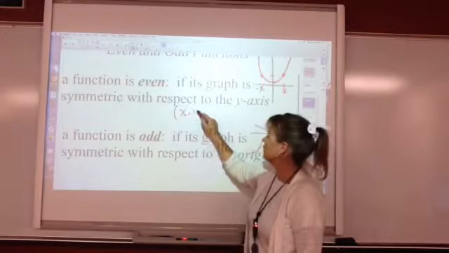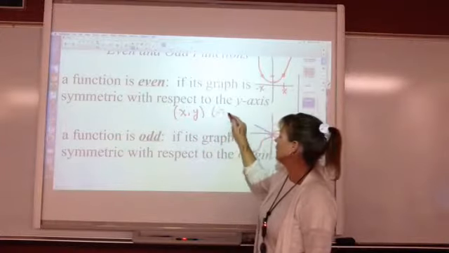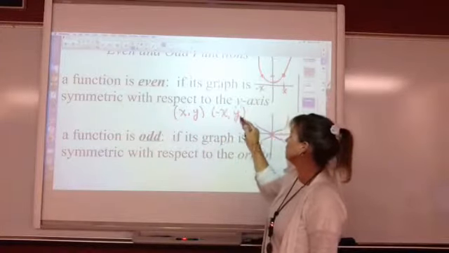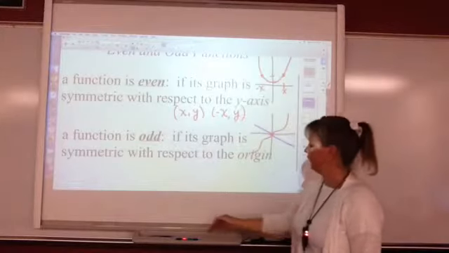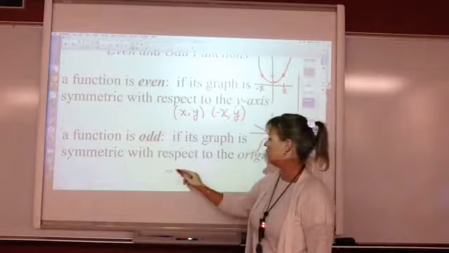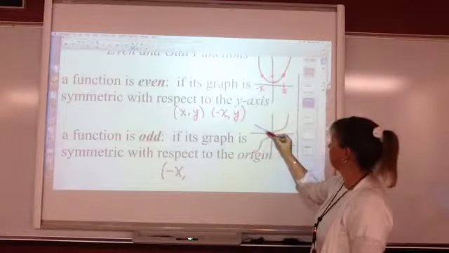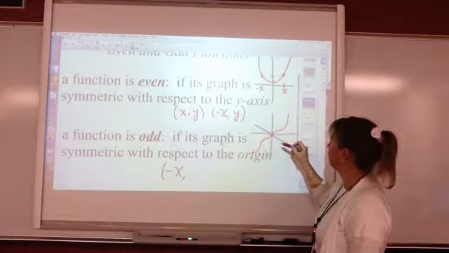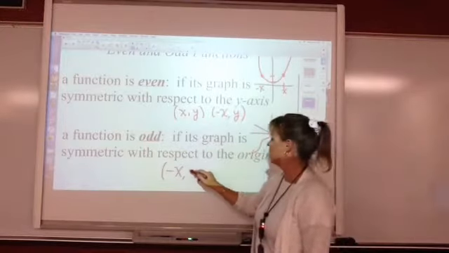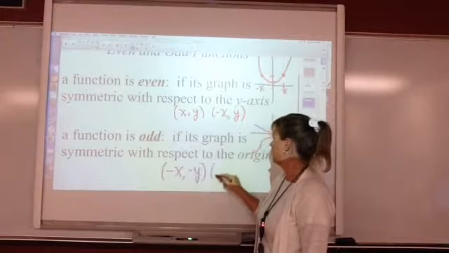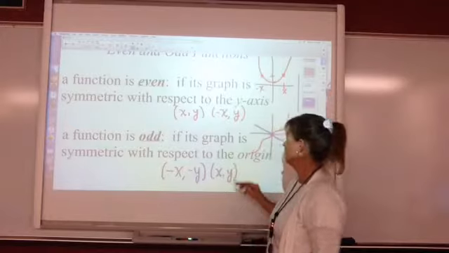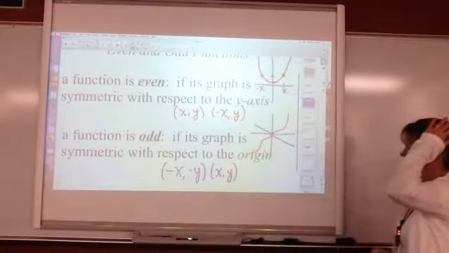x becomes a y, but negative x also gives y. If it's odd, they both change. If you plug in a negative x, you would get a negative y, and a positive x, a positive y. They both have to change.